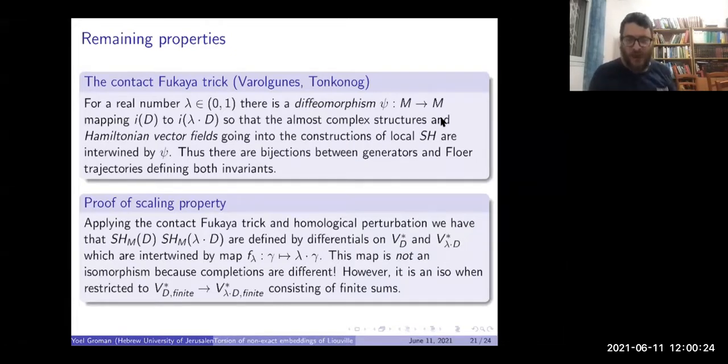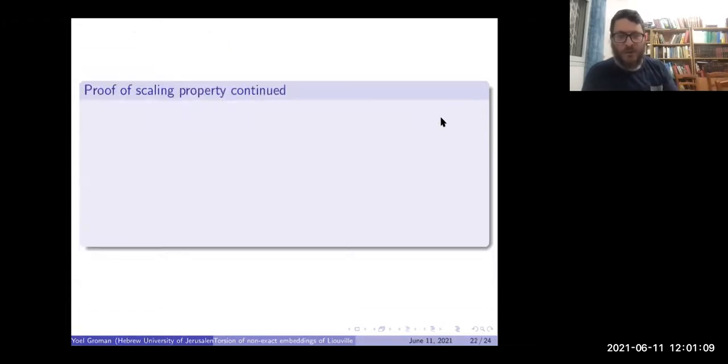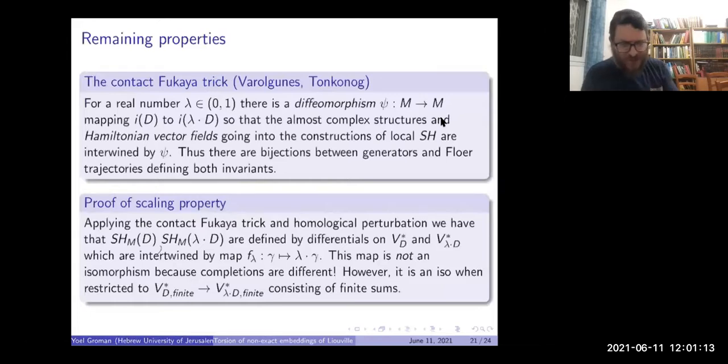Now, if you apply the contact Foucault trick together with homological perturbation, you get that both the domain D and its rescaled domain are defined by differentials on essentially the same module. This map is a dense injection, but not an isomorphism because the completions are different. However, this value of tau depends only on the finite sums. Maybe this is too much for the last minute.